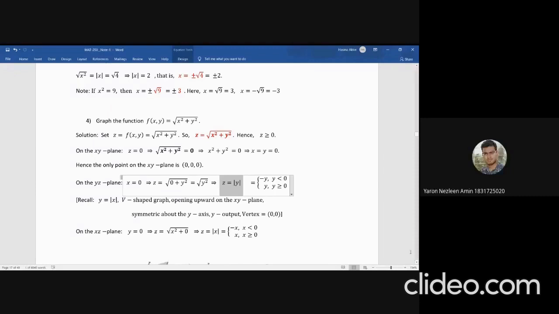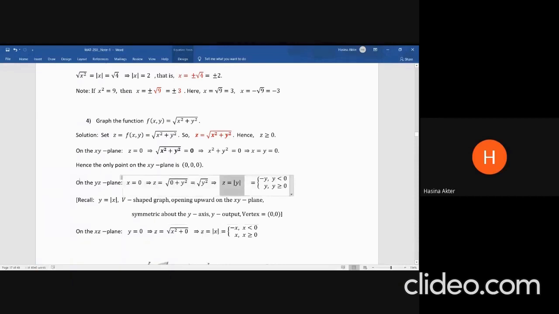Yes, miss. So similarly, if you only focus on the xz plane, the equation of the xz plane is y equals 0. So if you plug in y equals 0 in this equation, then you get z equals the square root of x squared, which gives us z equals the modulus of x. That means this is a V. On the xz plane also we have a V with vertex at the origin, opening upward, symmetric with respect to the z-axis.